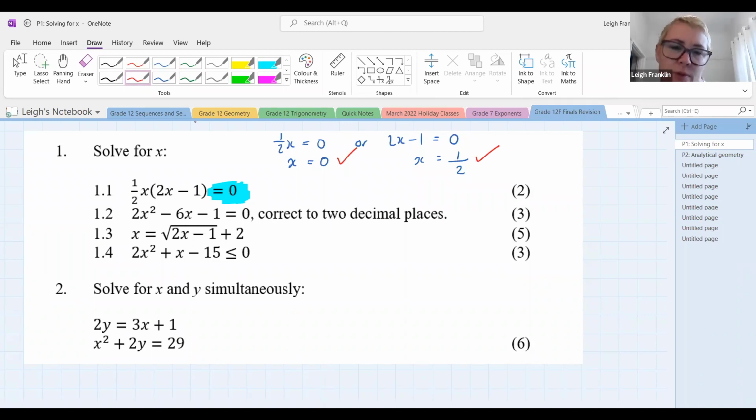So what should I do in this question? Okay, correct. Correct, quite right. So what formula do I need? I need the quadratic formula, quite right. So the minute I read the words correct to 2 decimal places, the minute I see that, the question is telling me to use the quadratic formula. Okay, so use the quadratic formula.